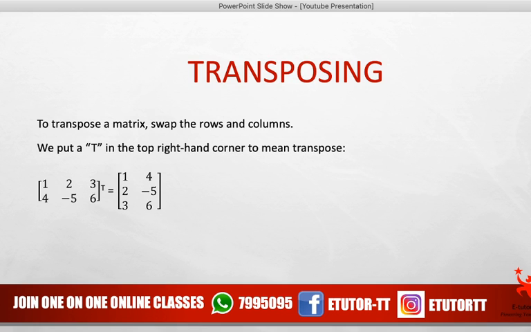Transposing. To transpose a matrix, swap the rows and columns. We put a T in the top right hand corner to mean transpose. So 1, 2, 3, 4, negative 5, 6. You see, we just swap the rows and columns. So now we have 1, 4, 2, negative 5, 3, 6. So it's the same exact numbers. We literally just swap the rows and the columns. So instead of 1, 2, 3 as the first row, it's going to be the first column.